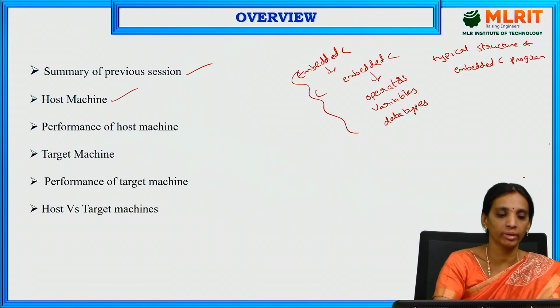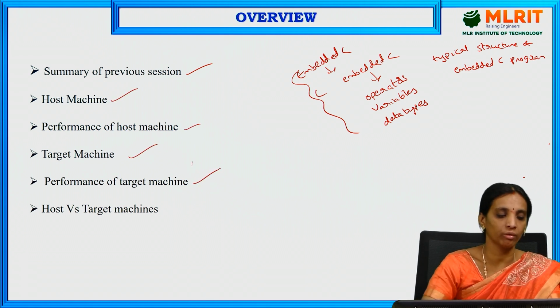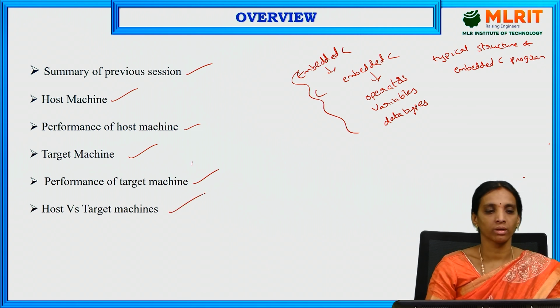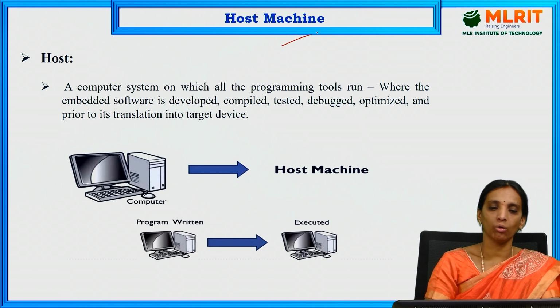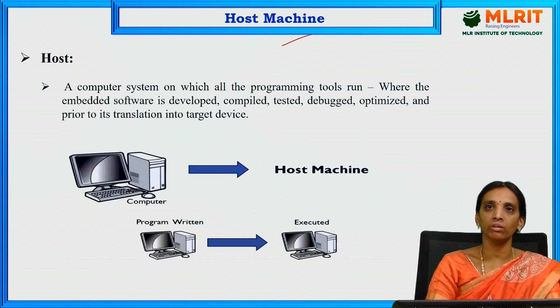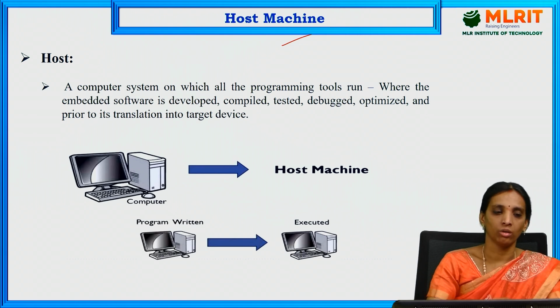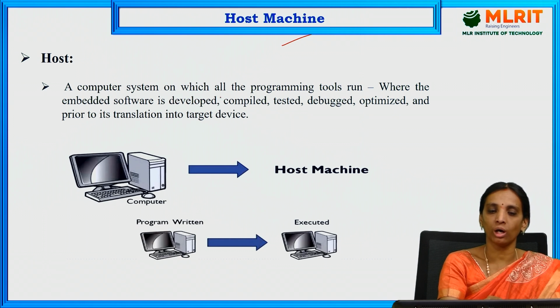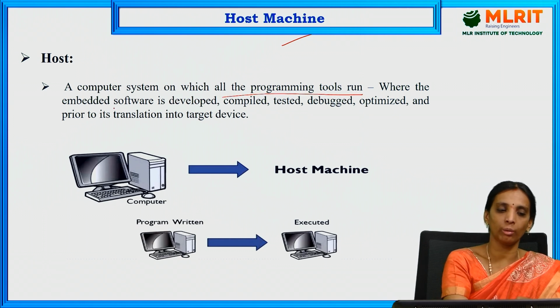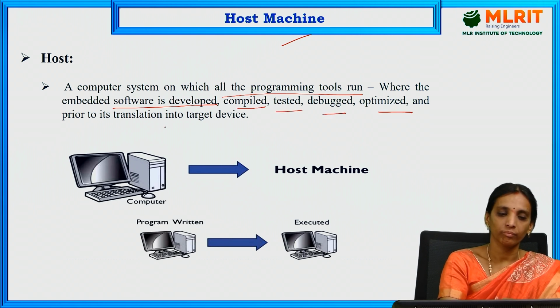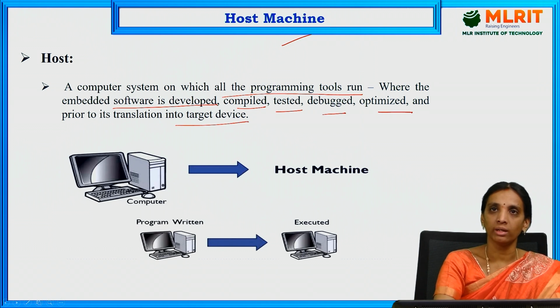about the host machine, the target machine, the performance of the host and target machines, and the differences between these two machines. First one is the host machine. A host machine is nothing but the machine which is used for running all the software and programs related to a particular application. Here, it is a computer system on which all the programming tools will run, where the embedded software is developed, compiled, tested, debugged, optimized, and then translated into the target device.